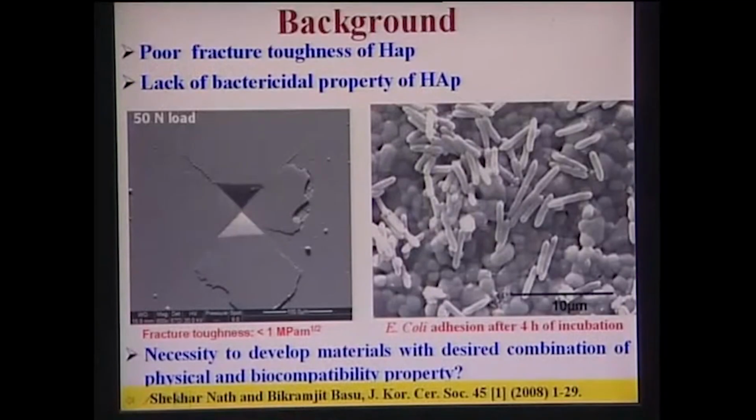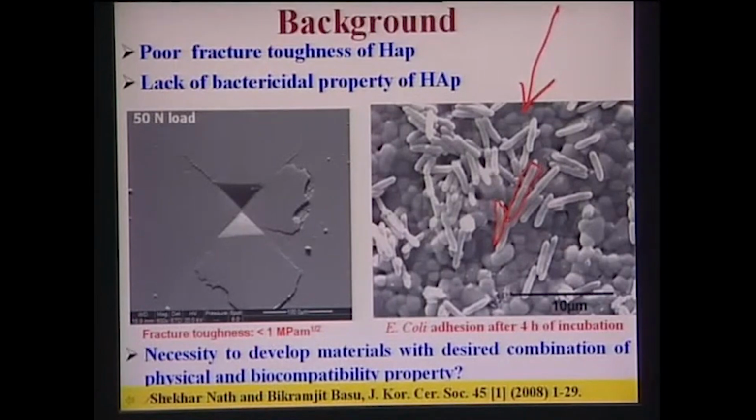Now if you see this particular slide, this AFM image is actually taken after 4 hours of incubation of E. coli bacteria on the hydroxyapatite surface. This E. coli is a gram negative bacteria, which has a typical aspect ratio of 5 to 10, that is length to diameter ratio, and this is a typical rod like bacteria, and they are actually happily surviving on this material surface. So that shows that hydroxyapatite does not have a very good antimicrobial property.